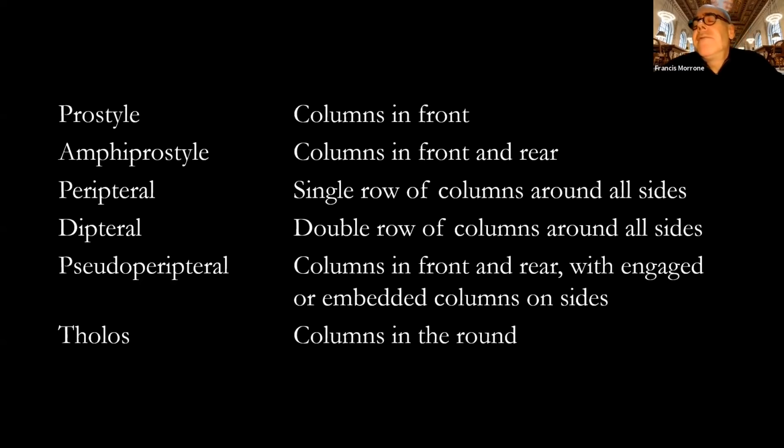And here are a few other common terms that are very basic in the identification of a temple or temple-like buildings. A building that has columns only in the front, we call a prostyle building. If it has columns in the front and in the rear, we call it amphiprostyle. If there is a single row of columns that surrounds the building, we call it peripteral.